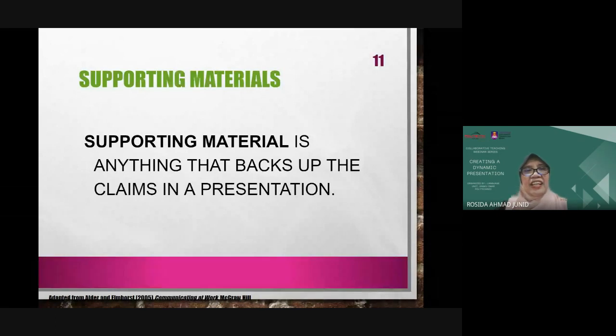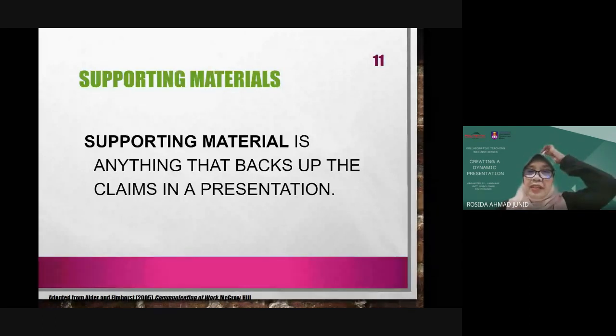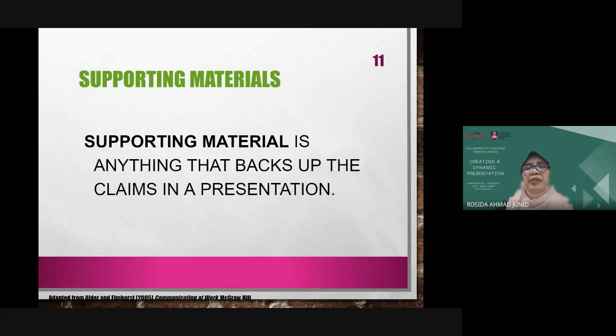Okay. If not, let's talk about supporting materials. What are supporting materials? As I told you just now, try to have your points presented in a way where you have a thesis statement, you have the elaboration. What else can you use so that each point or your presentation gets interesting? You need to use a lot of supporting materials, anything that backs up the claims in the presentation.